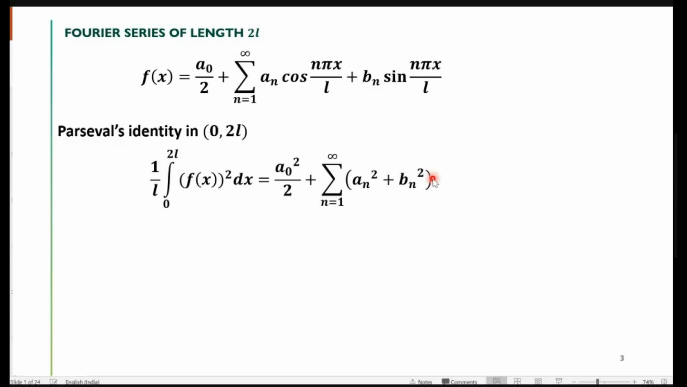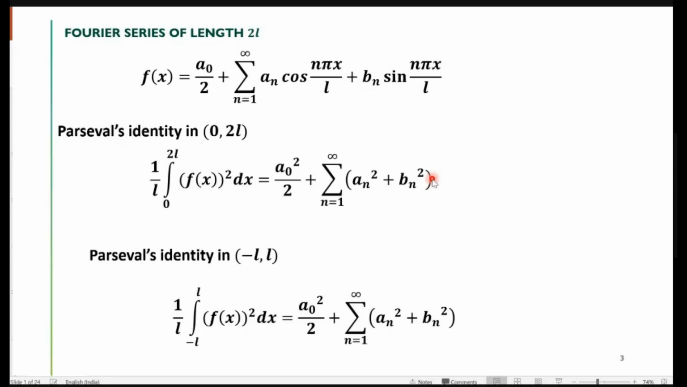Okay, similarly if minus l to plus l is given then the same form, only the limits of integration change here from minus l to plus l. So these are the four types of the same Parseval's identity, but I've shown them in different intervals because we have Fourier series in 4 intervals. So I've shown you all the Parseval's identity also in these 4 intervals.